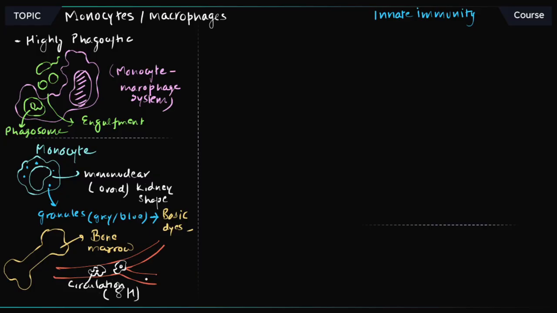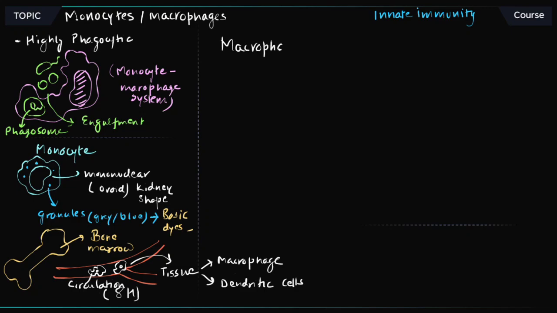After 8 hours, they move to tissue, and when they move to tissue, they mature into two different cell types. One is the macrophage and the second one is the dendritic cell. Let me write it down. Dendritic cells. So this is how the entire story goes. You have monocytes in the blood, and when they're done with the travel, they move to their tissues. Now let's talk about macrophages.